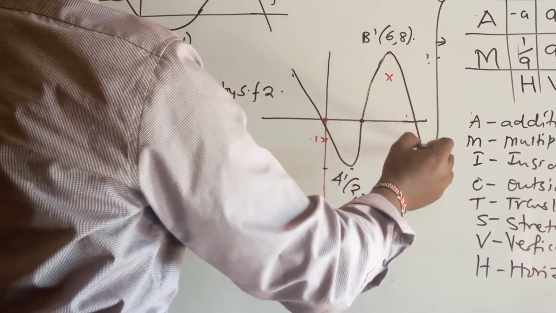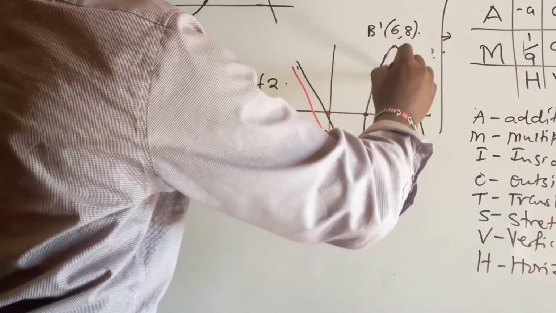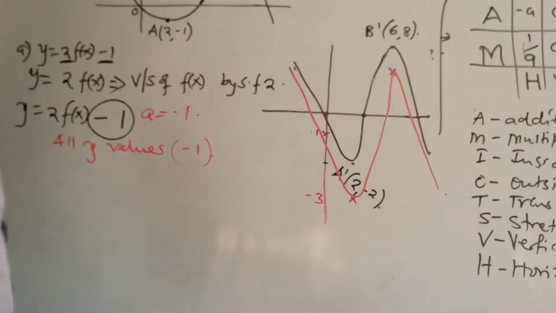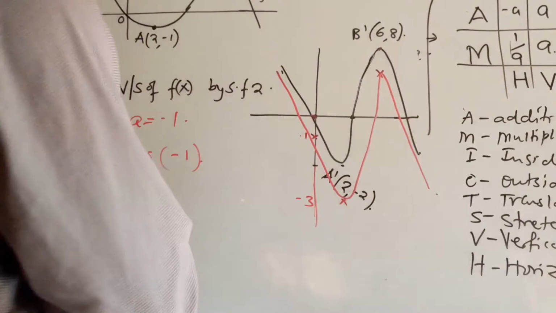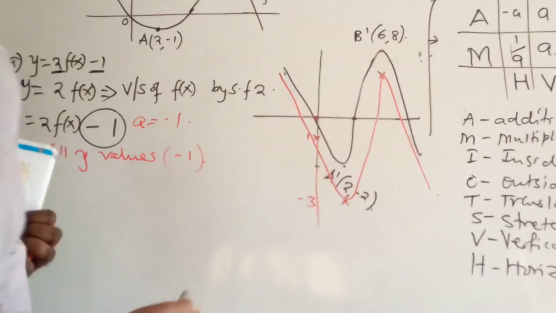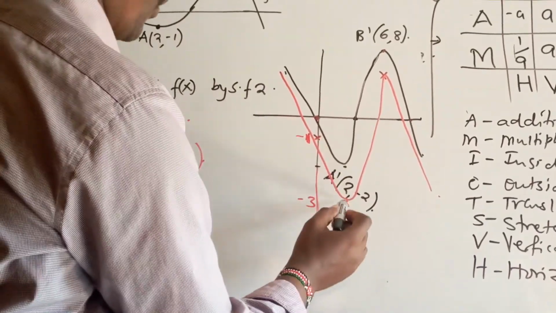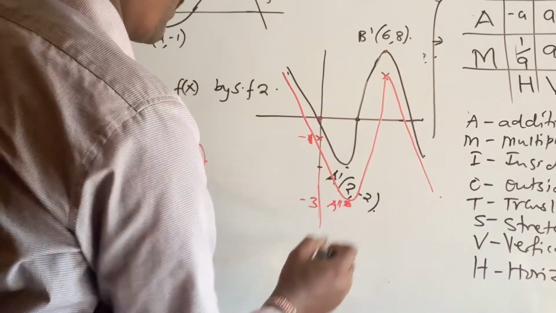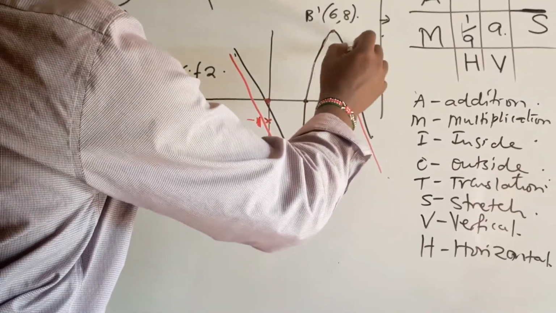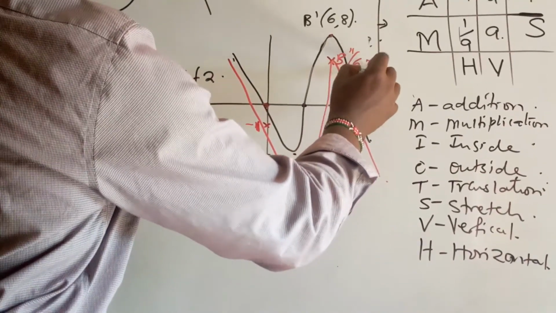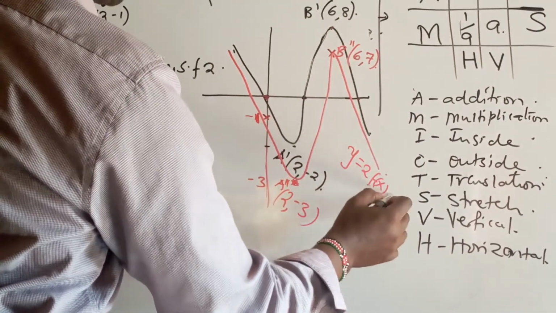So we are going to have a curve that drops down one step, and it is simply going to look like this. So the red one is now, and we can actually give this coordinates. What are the coordinates of this particular point? Call it A double prime. It is (2, -3). What about B double prime? The coordinate (6, 7). And the red one now is the graph of y = 2f(x) - 1.